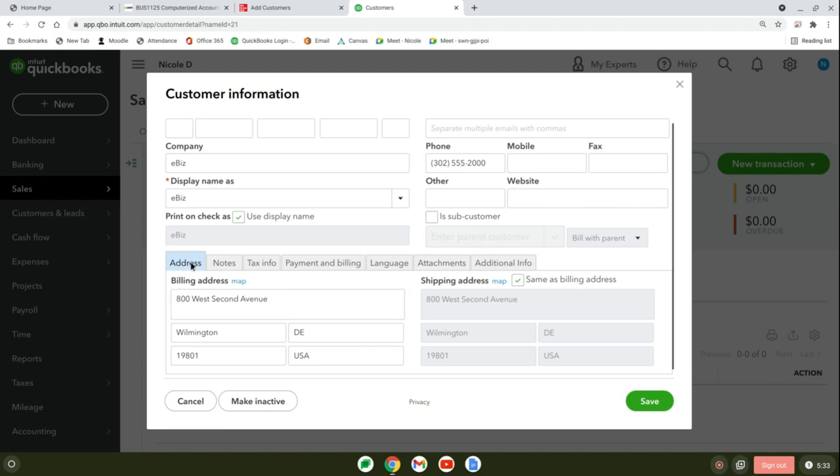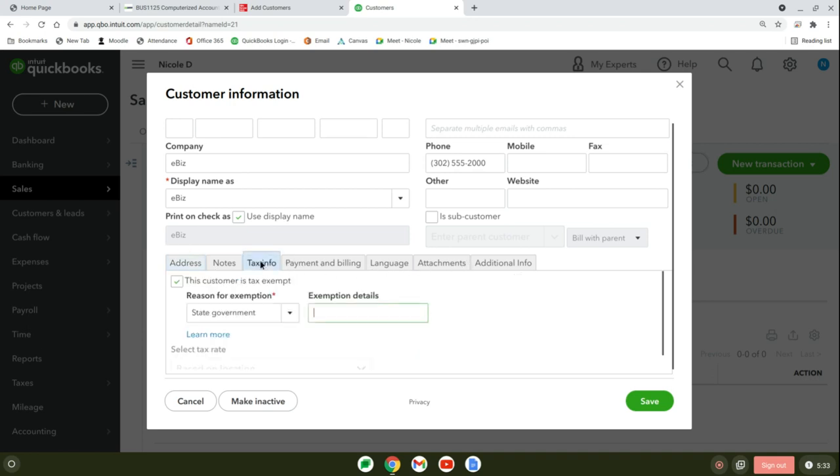So when you see these tabs here, these are other additional information tabs that you can put in, and one of them is tax info. That's the third one in. And I already have it. This customer is tax exempt.